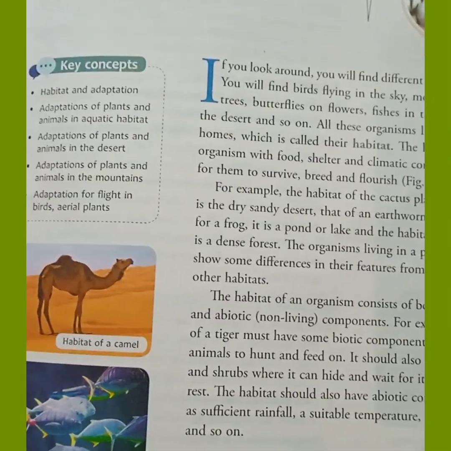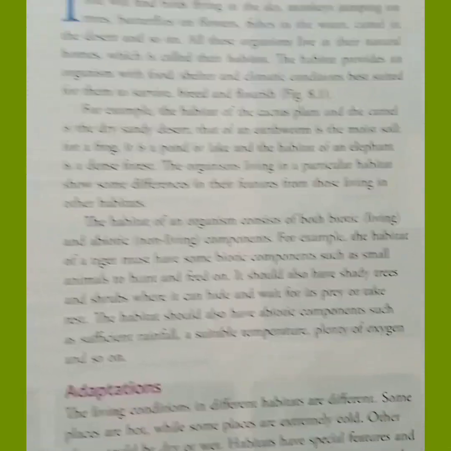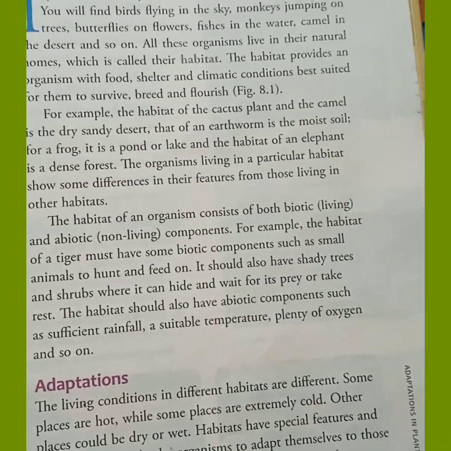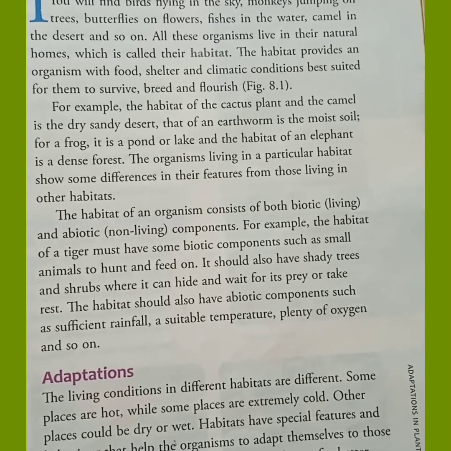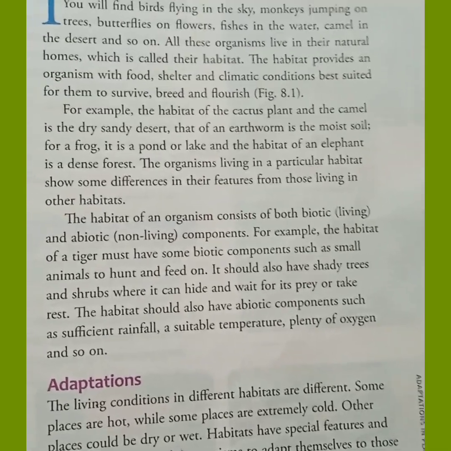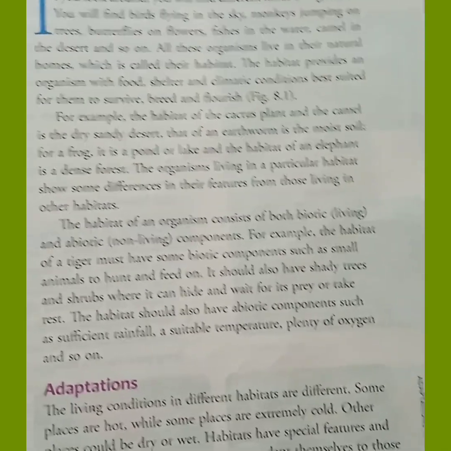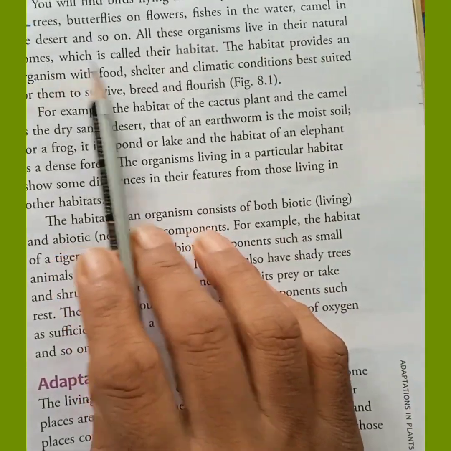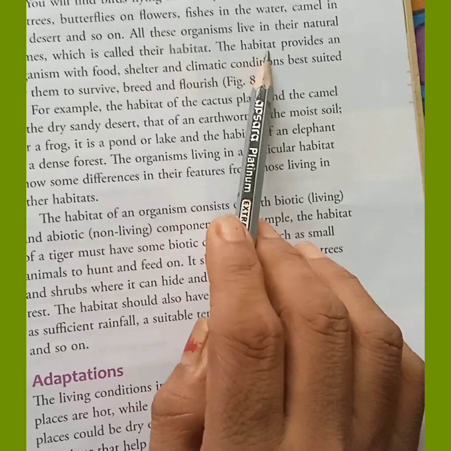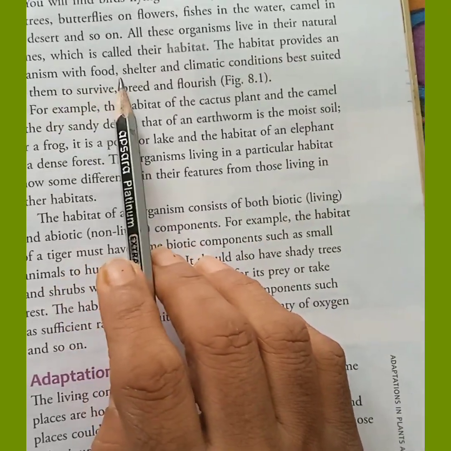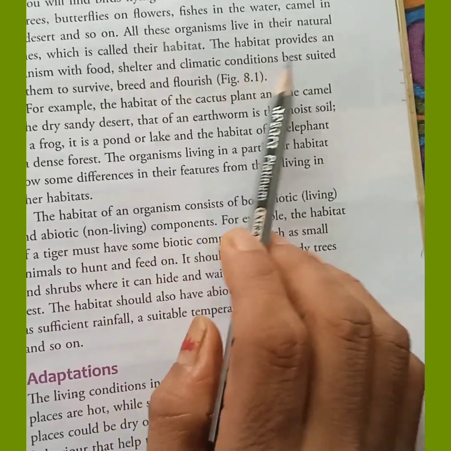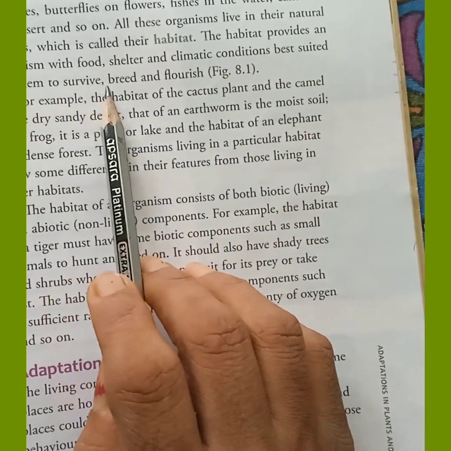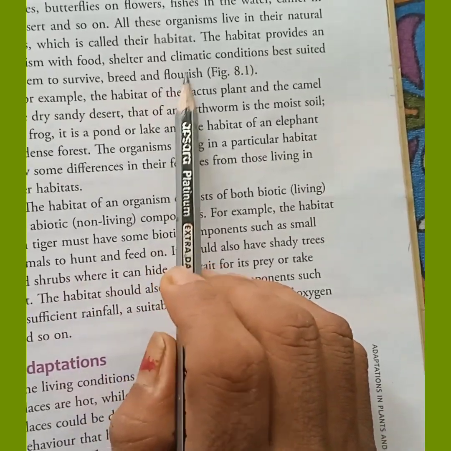Today we will do adaptations in plants and animals. We know that the place where animals live in their surroundings is called its habitat. All the animals live in their natural homes, which is called their habitat. The habitat provides an organism with food, shelter and climatic conditions best suited for them to survive, breed and flourish.